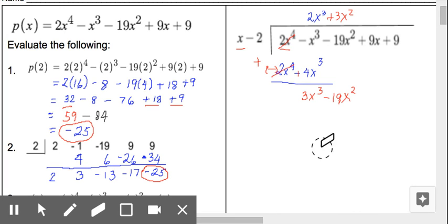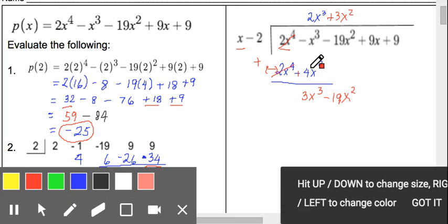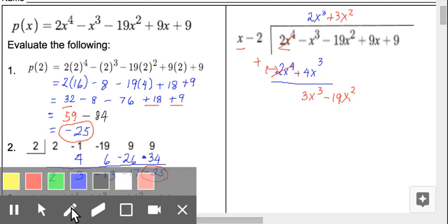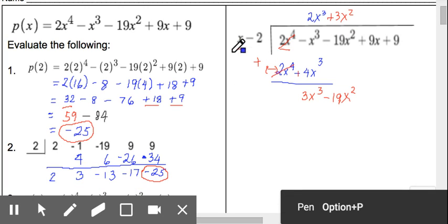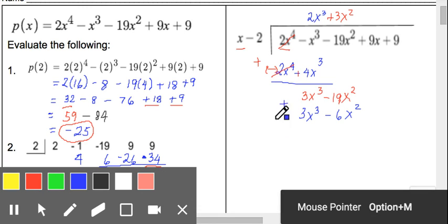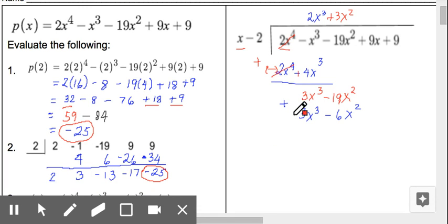Okay. Now, after dividing, we are going to multiply. So we'll multiply 3x squared by x. Again, 3x squared by x is 3x cubed. 3x squared times negative 2 is negative 6x squared. We are going to subtract, but we know that subtracting is the same as adding the opposite. So we are going to change 3x cubed to negative 3x cubed, and negative 6x squared becomes positive 6x squared.